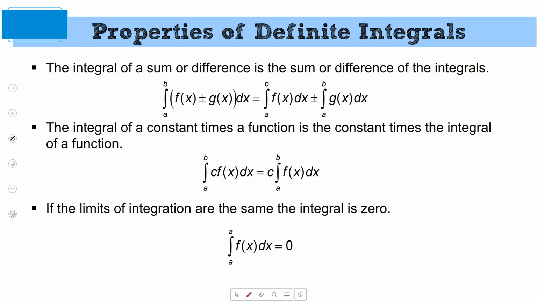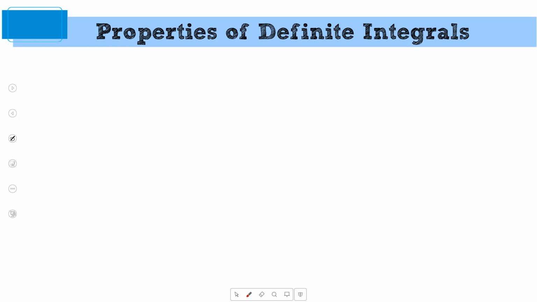How much area is under the curve? Well, we're going from 1 to 1. It has no width. It doesn't matter what shape it is, it has no width, therefore it has no area, and therefore the definite integral has to equal 0. Are we okay so far? Okay.